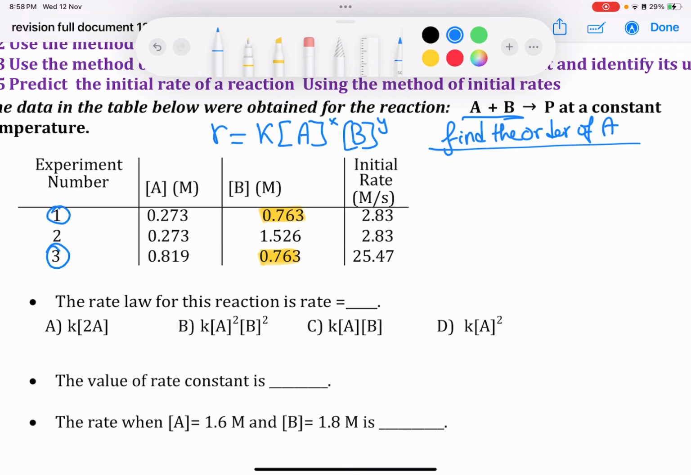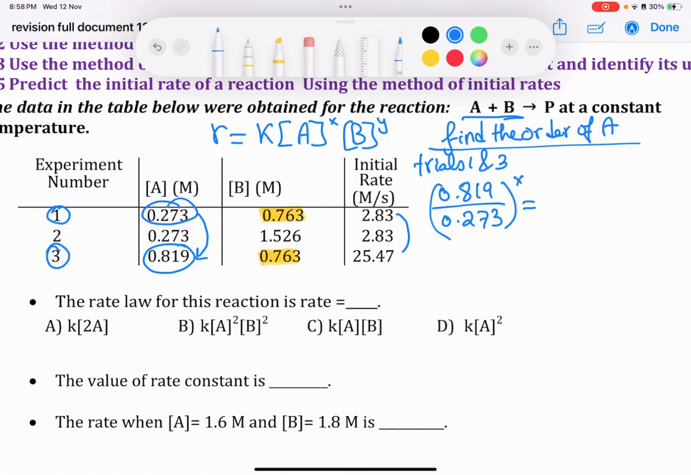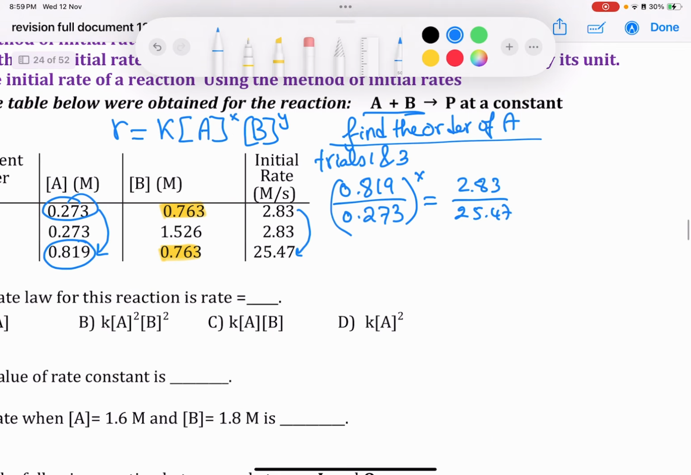So I am going to take trials 1 and 3. So what's going on to A? When A was tripled, I would say 0.819 over 0.273 raised to a power of x, the rate jumped from 2.83 to 25.47. Upon calculating this, I'll find that x is 2.